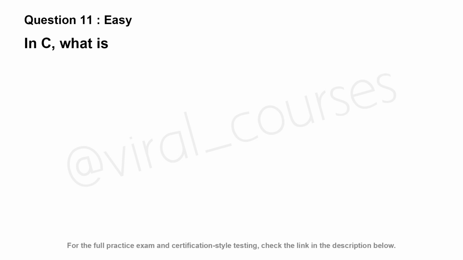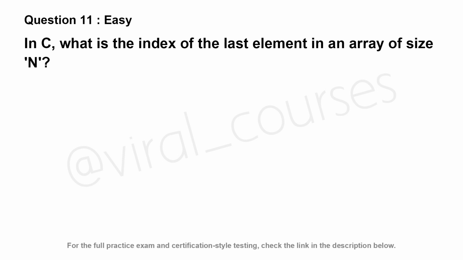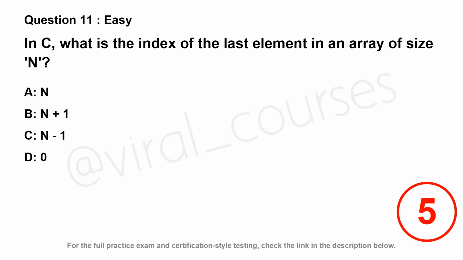In C, what is the index of the last element in an array of size n? Option A, n. Option B, n plus 1. Option C, n-1. Option D, 0.